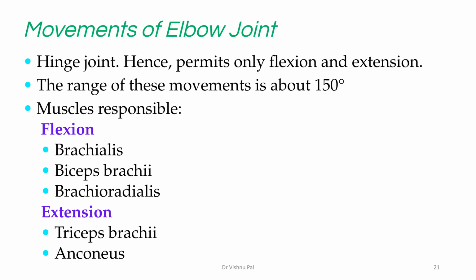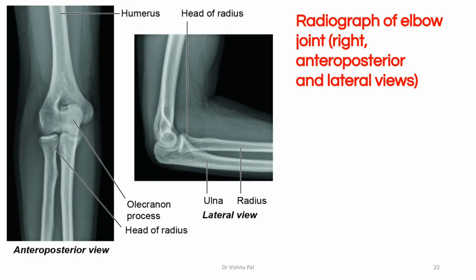As a hinge joint, the elbow permits flexion and extension with a range of approximately 150 degrees. Key muscles for flexion are the brachialis, biceps brachii, and brachioradialis, while extension is handled by the triceps brachii and anconeus. This slide displays anteroposterior and lateral radiographs of the right elbow joint, offering a visual perspective of its bony structures.